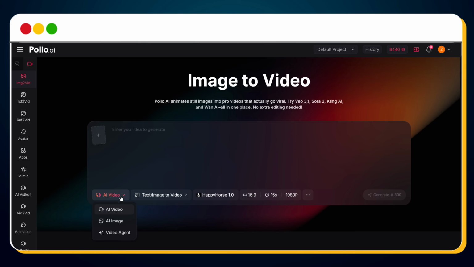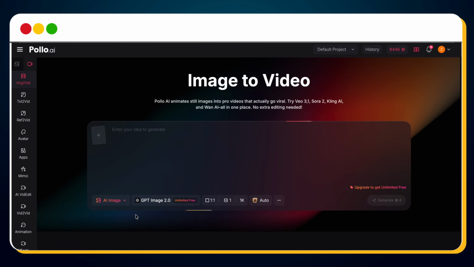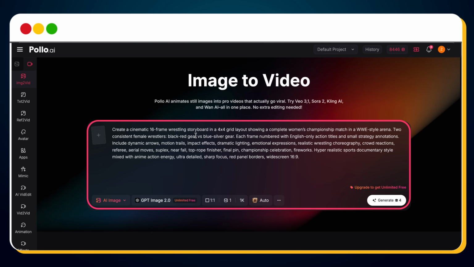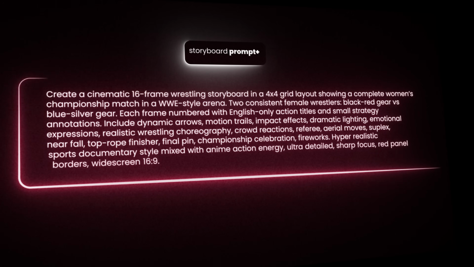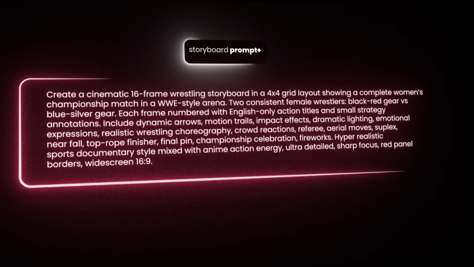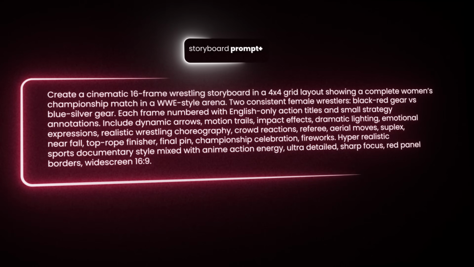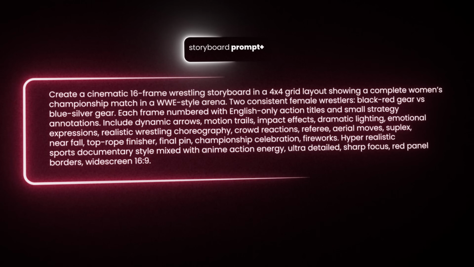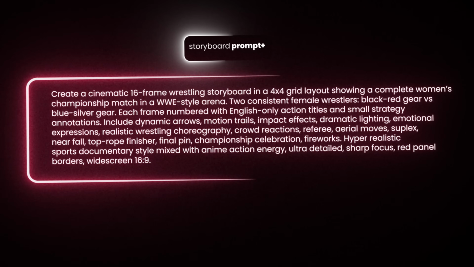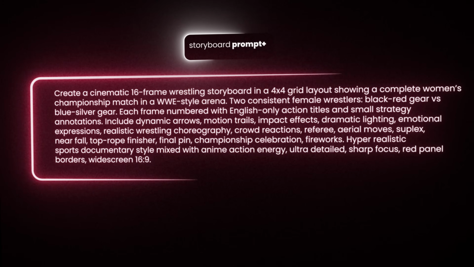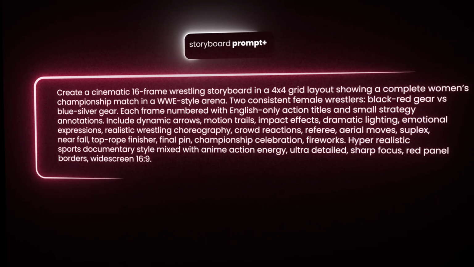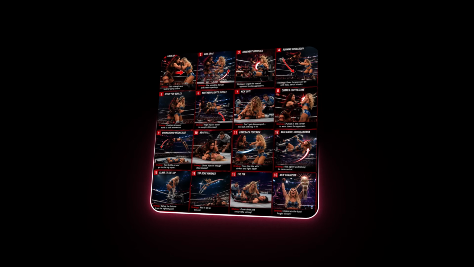So first, switch to image mode inside Pollo AI and make sure GPT Image 2.0 is selected, then choose your aspect ratio, image quality, and number of output images. For this test, I used this prompt asking GPT Image 2.0 to create a cinematic women's championship wrestling match storyboard featuring intense WWE style combat, emotional moments, dramatic reversals, powerful finishing moves, and massive arena energy. And the result came out way better than I expected.